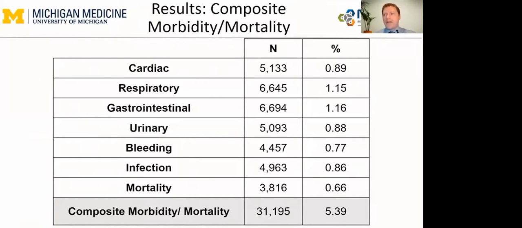The individual outcome categories are each well represented in the composite, between 0.66 and 1.16% prevalence. The overall composite existed in 5.39% of cases in the matched data set.